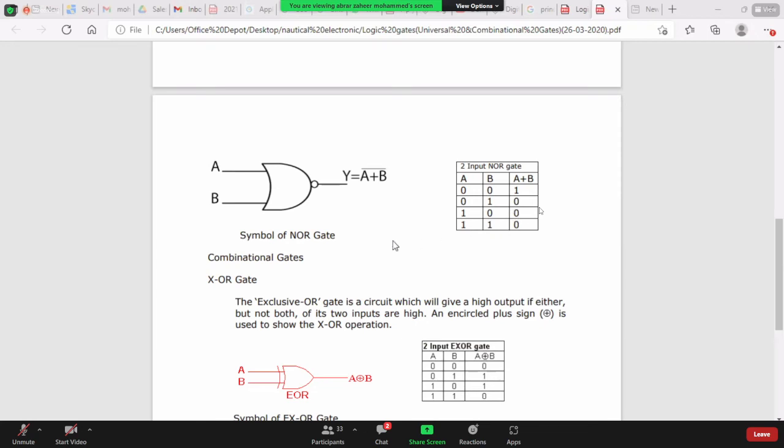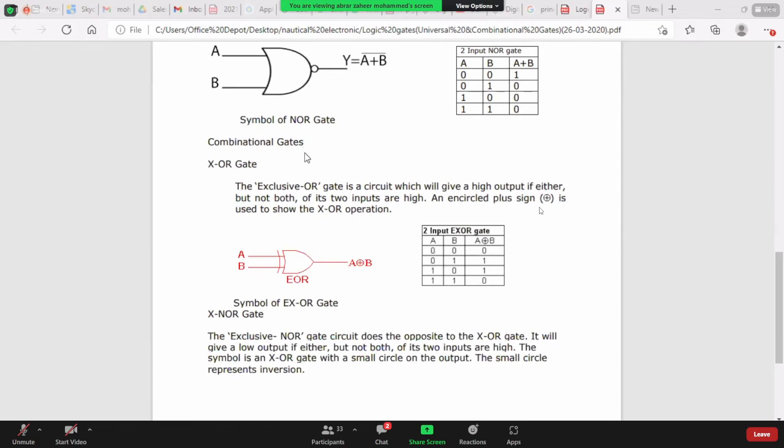Okay. Next are the combinational gates. So the XOR gate and the XNOR gate are the combinational gates. So what is the XOR gate? The XOR gate is a circuit which gives a high output if either but not both of its two inputs are high. If any one input is high, then the output is high. If both the inputs are low, or if both the inputs are high, then the output is low.